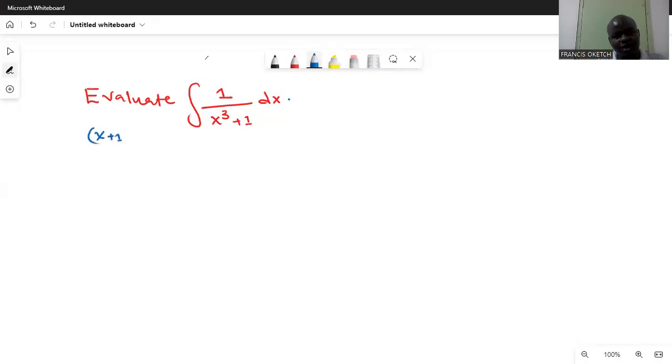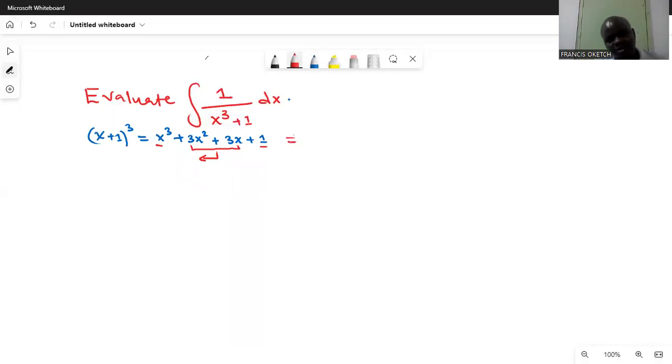So we are going to expand x plus 1 raised to 3, which is the same as x cubed plus 3x squared plus 3x plus 1, binomial expansion. So from here, I can take x cubed plus 1, and then the rest you take to the right-hand side. So this will be to the left-hand side. So make x cubed plus 1 the subject.